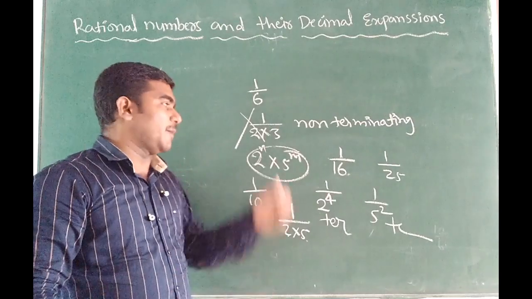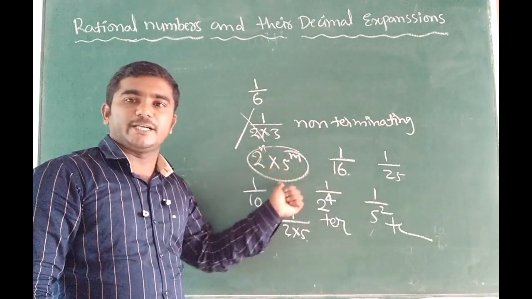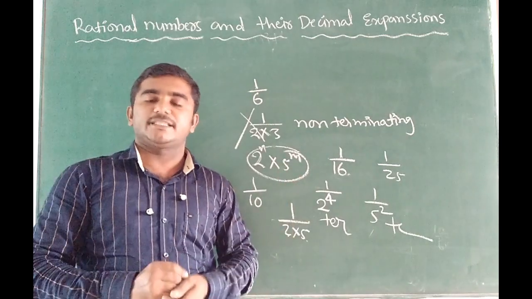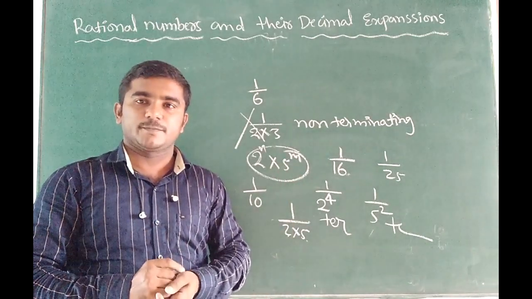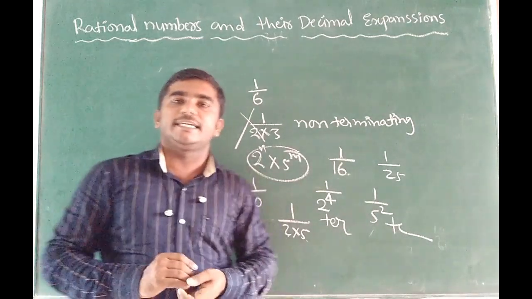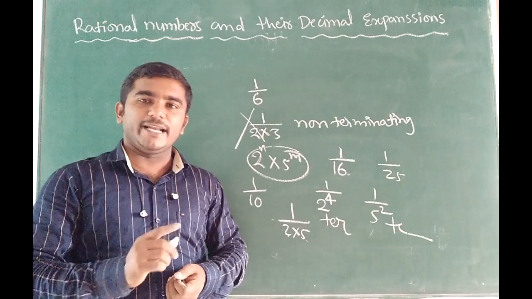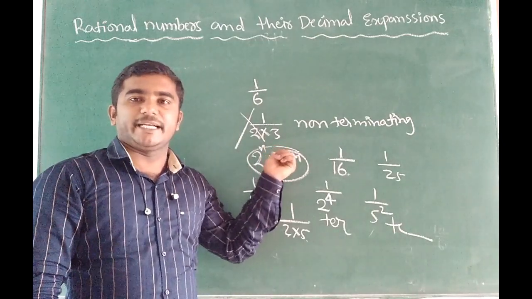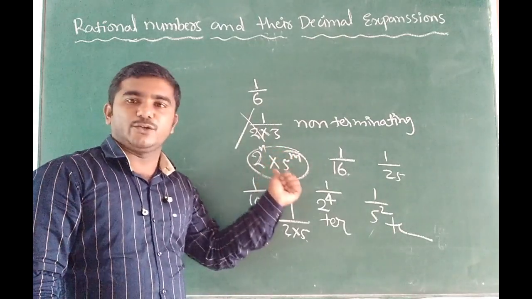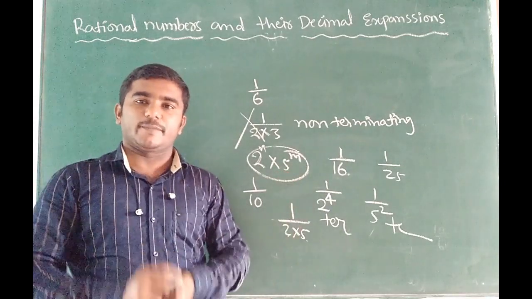So when the denominator is in the form of 2 power n into 5 power m, it terminates. Otherwise, it non-terminates. Is it clear? This is about rational numbers and their decimal expansion. What you observe here is that when q, the denominator, is in the form of 2 power n into 5 power m, it terminates. Otherwise, it non-terminates.